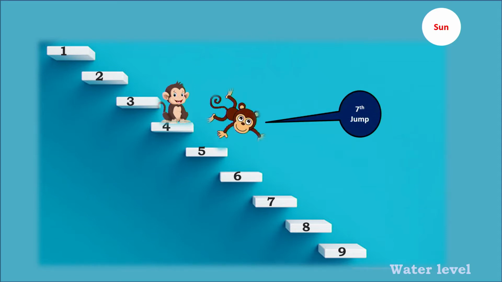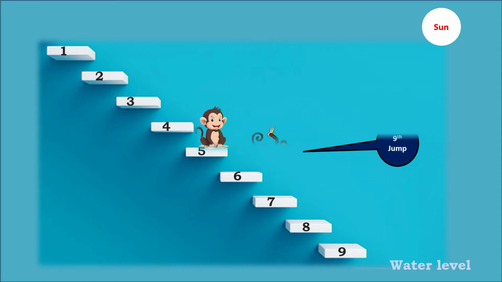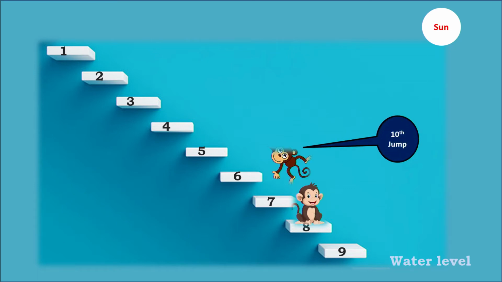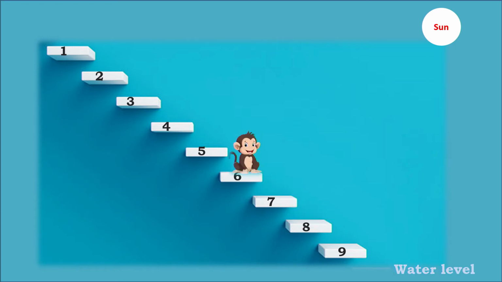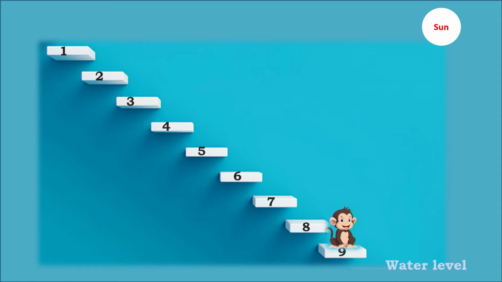Next the 7th jump, yes, the 7th jump. Next the 8th jump is to the 5th. Next the 9th jump is to the 8th. Next the 10th jump is to the 6th step. When he jumps 3 steps down, he reaches the 9th step and drinks the water. This is how the monkey jumps from the first step to the 9th step.